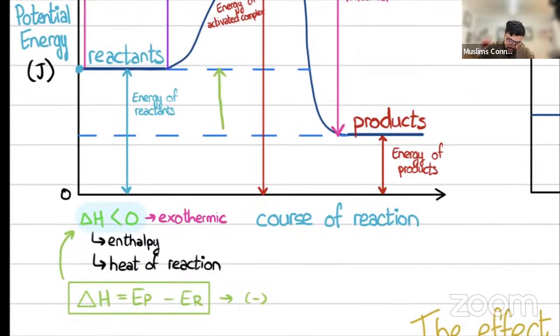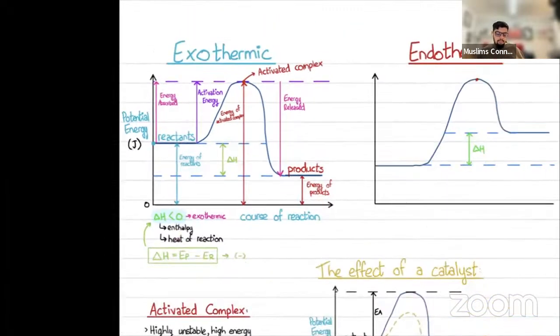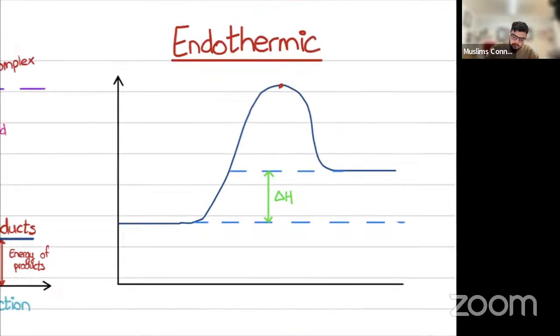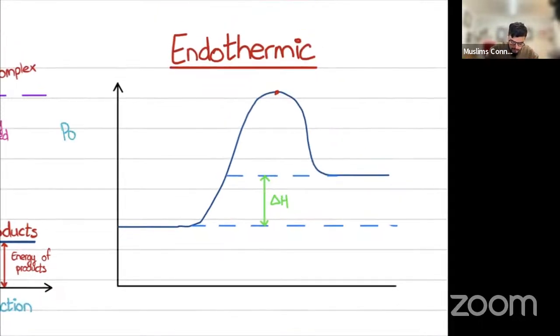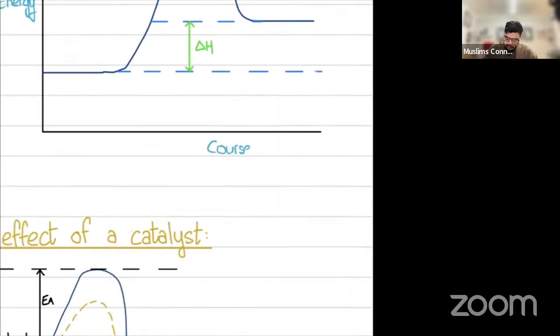Delta H on this particular graph can be represented right here. Because when I say energy of products minus energy of reactants, it's going to give me this value, either positive or negative. Okay, so delta H is the last thing that we put onto this graph. So same concept applies for this guy. This is the endothermic graph. So it's also a potential energy versus course of reaction graph.